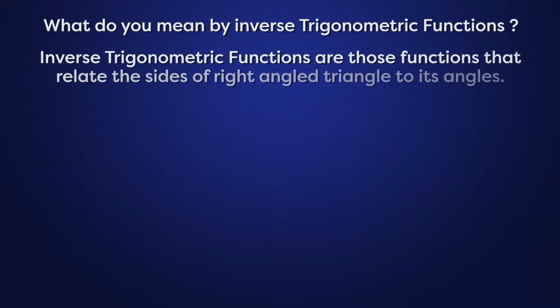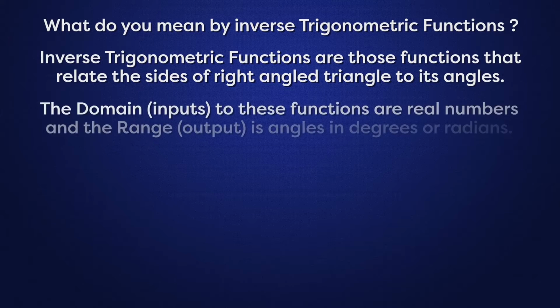Then let us see what we mean by inverse trigonometry functions. Inverse trigonometry functions are a set of functions that relate the sides of a right angle triangle to the angle of the right angle triangle. It is just the opposite of trigonometric functions. Hence, the domain of the function will be the set of real numbers and the range of the function will be angles in degrees or radians.